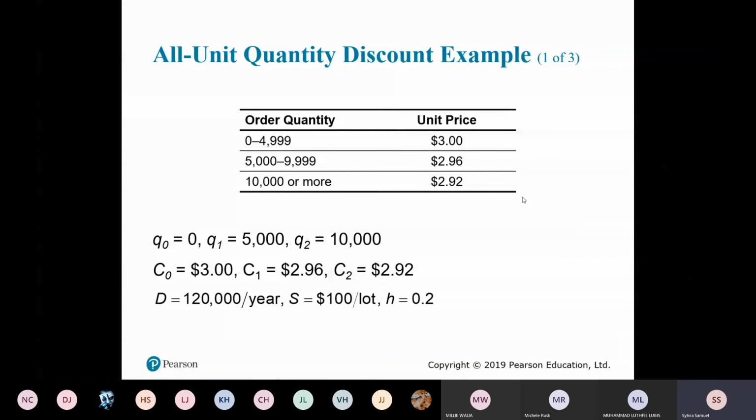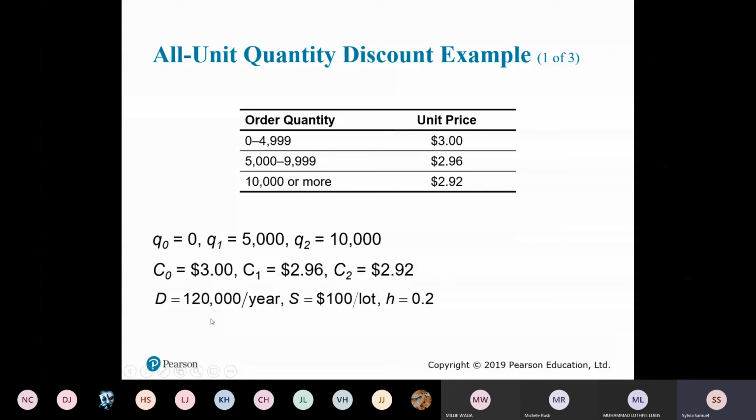Okay, this one, the quantity discount, is for a supplier to give a discount to a buyer. Seller to buyers, yeah, suppliers to a company. The quantity 0, quantity 1 is 5,000, quantity 2 is 10,000. So the unit price will be $3, 2.96, 2.92.